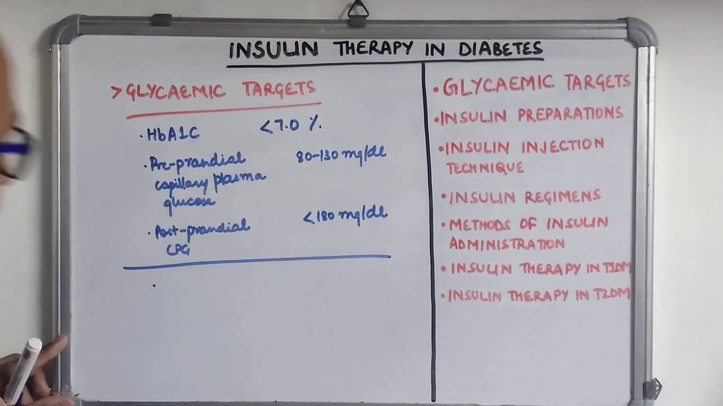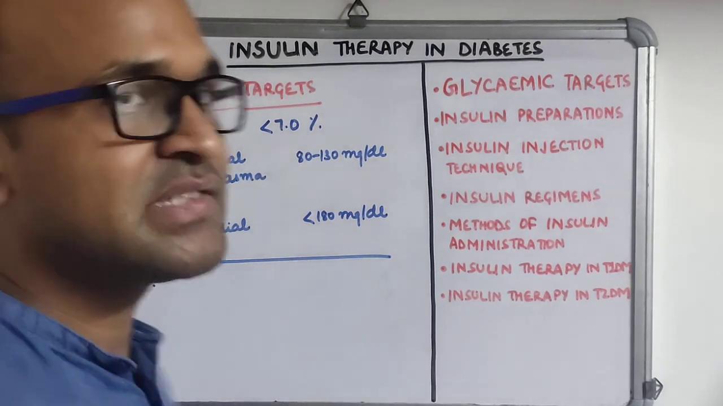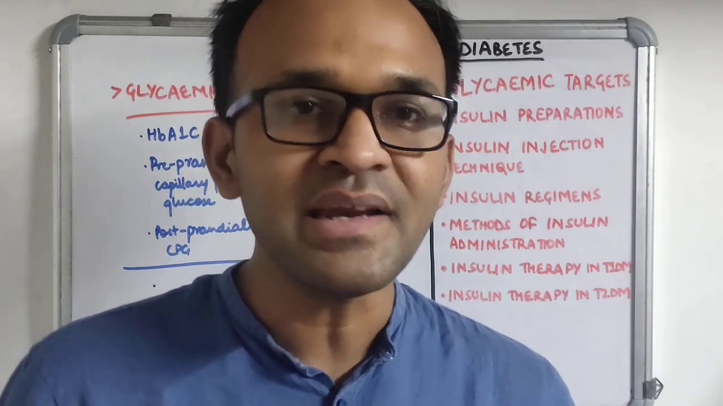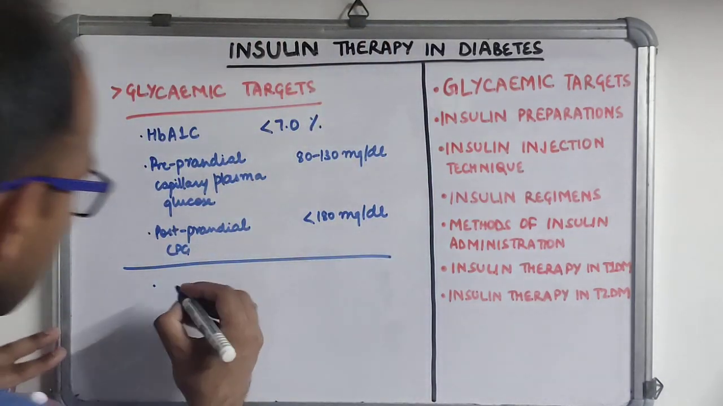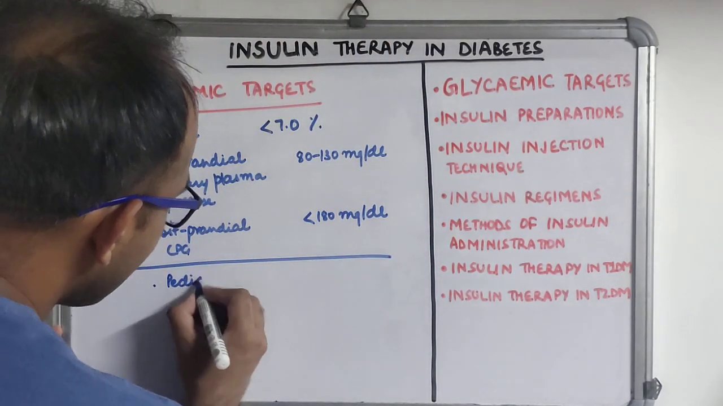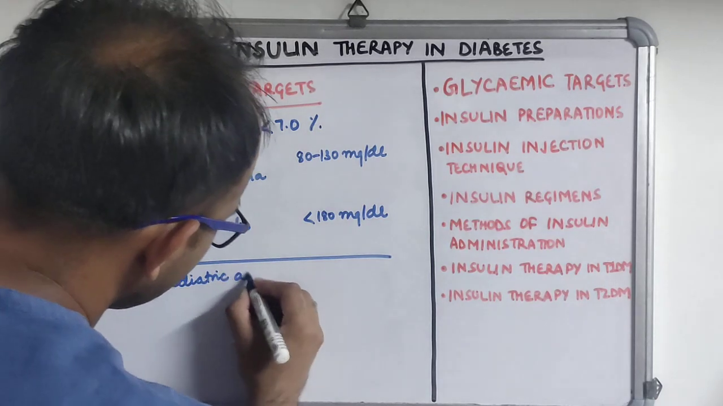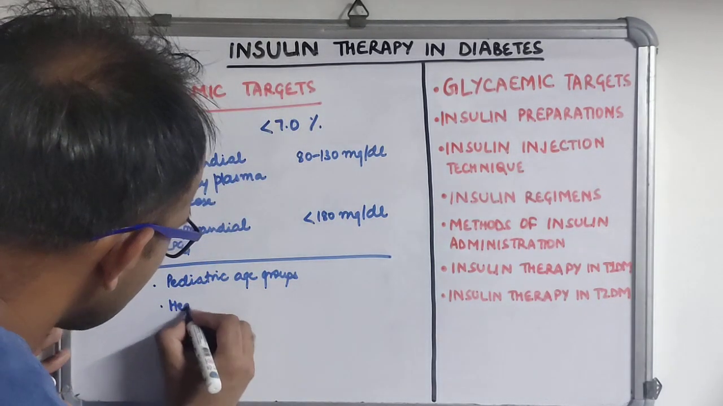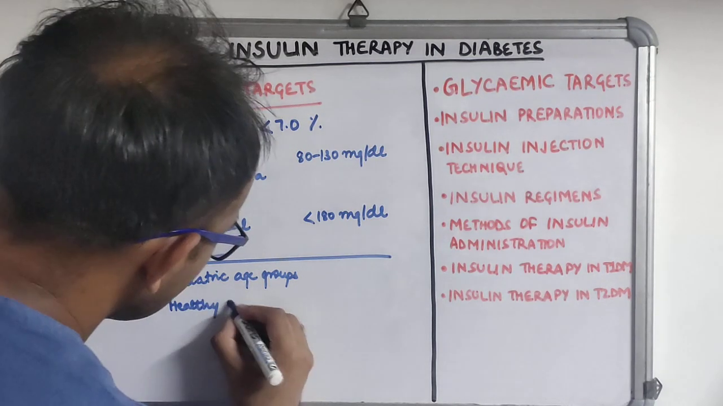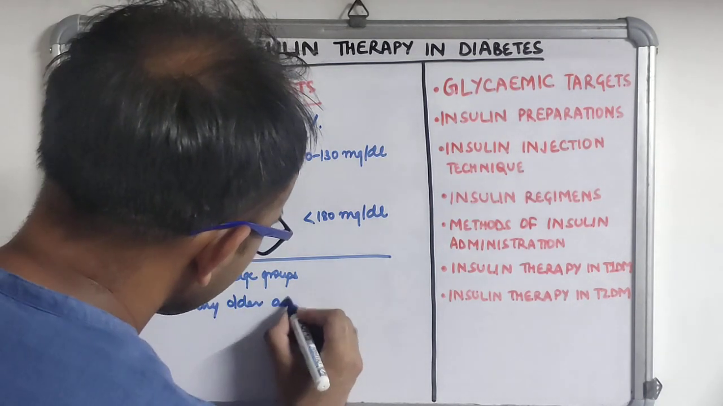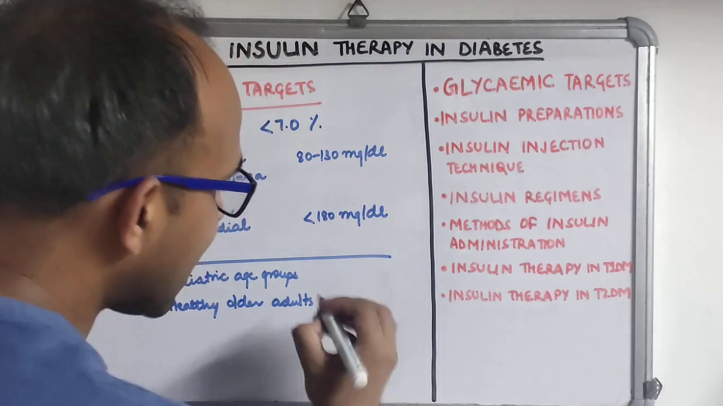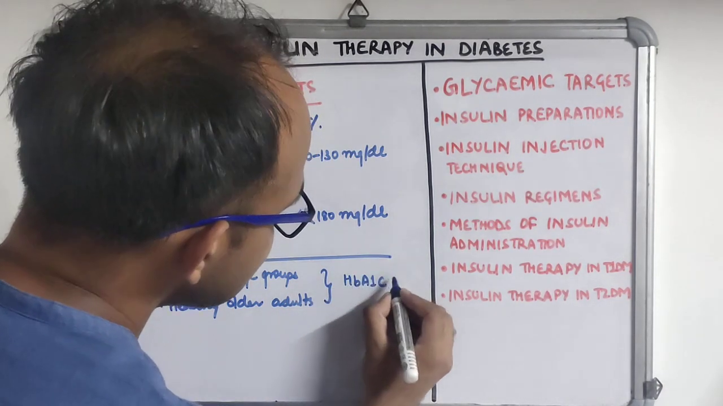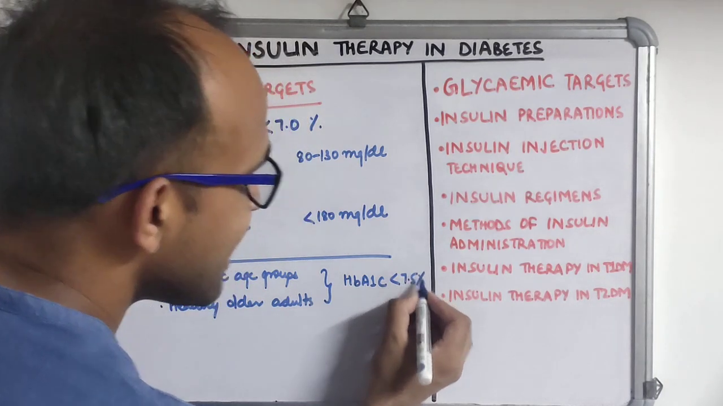Now, a higher HbA1c target is acceptable in selected populations, like across all pediatric age groups. In healthy older adults, the target HbA1c of less than 7.5% is acceptable.